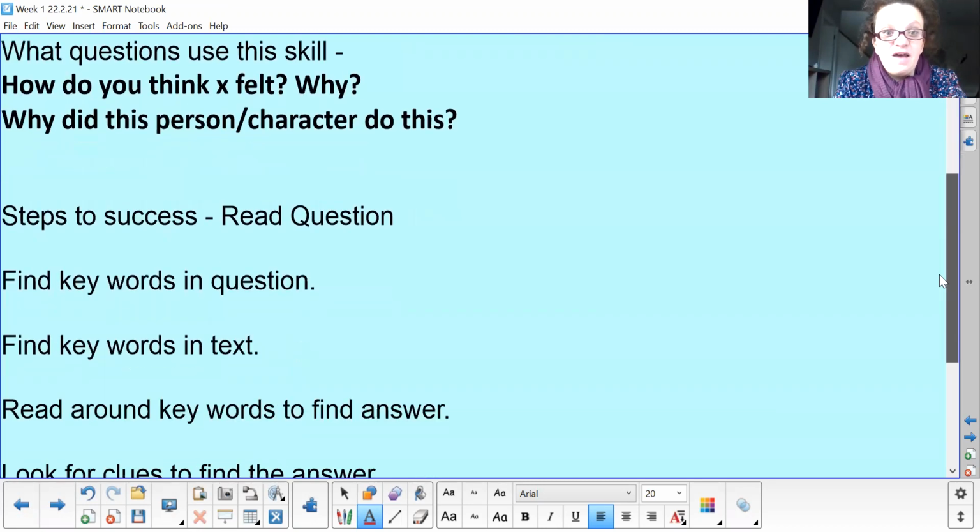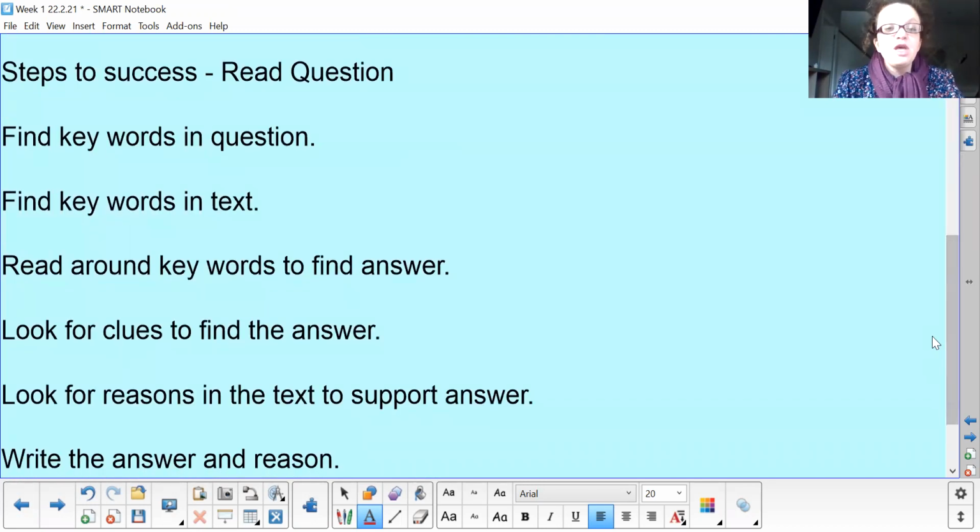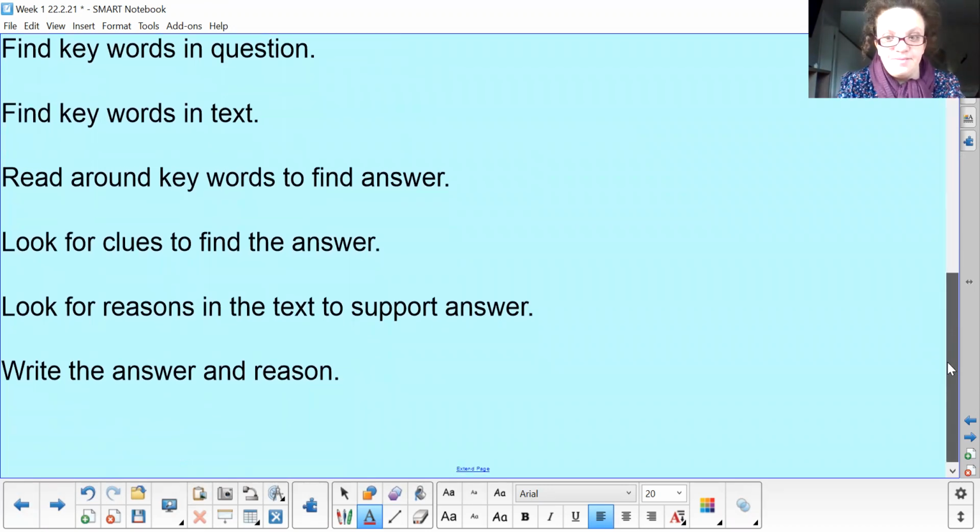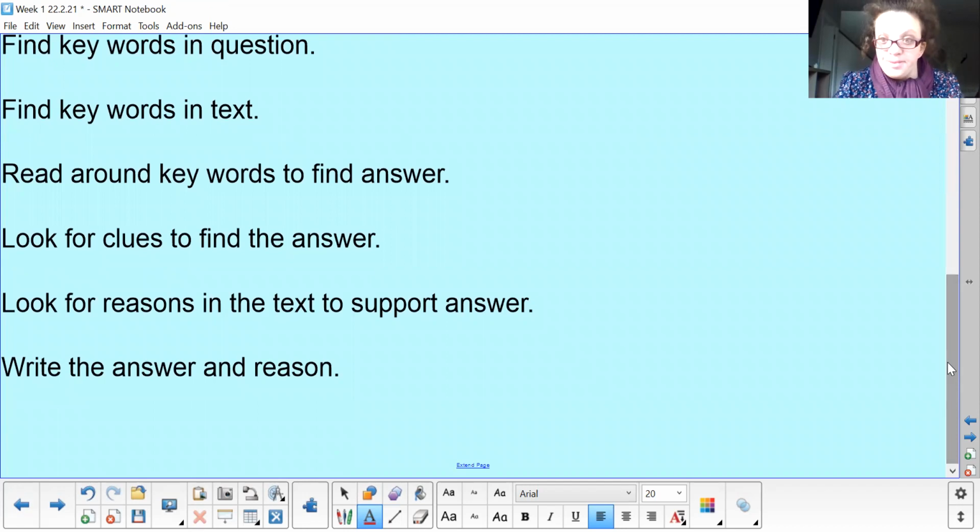And our steps to success are very similar to our retrieval ones. We're going to read a question. We're going to find the key words in the question. We're then going to find them in the text. We're going to read around the keywords to find the answer. We're going to look for clues to find the answer. And we're going to look for reasons in the text to support the answer. And then we will write down our answer and reason.